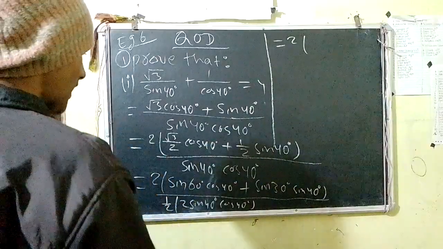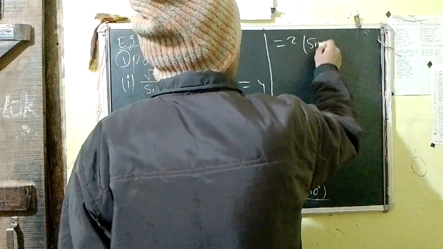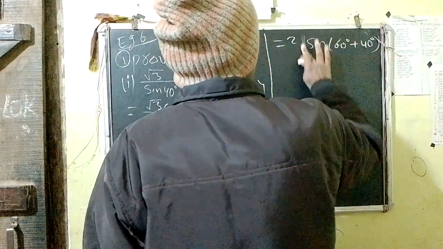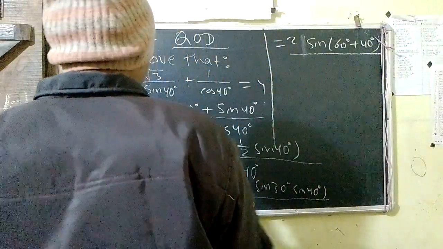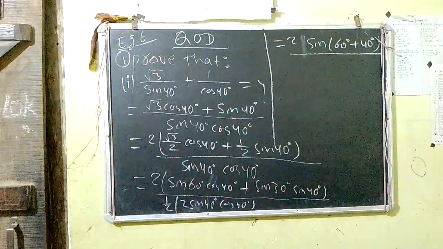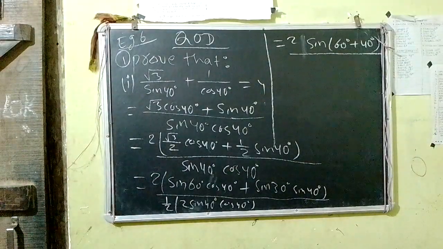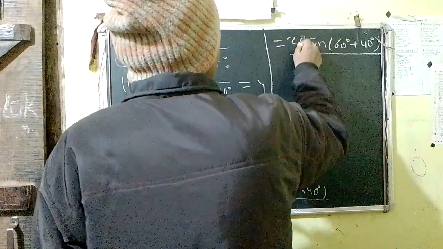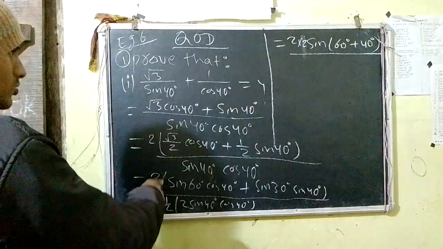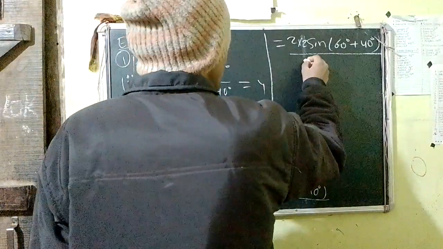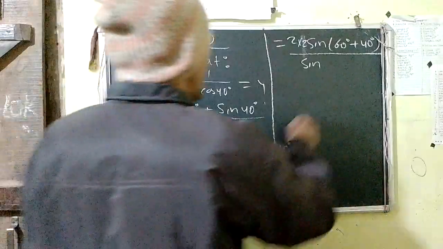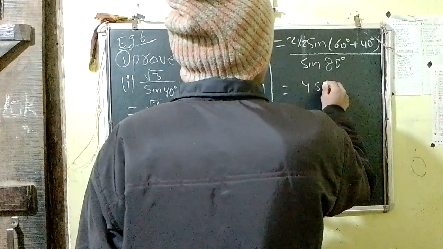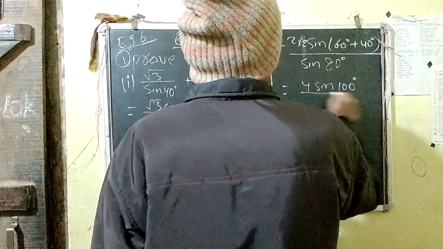This part here is sine 60 plus 40. This is nothing but sine 60 plus 40 divided by. Next, what we're going to do on the bottom is take this 2 on the top, because the 2 will come up there, and this will be sine 80 because this is the formula of sine 2a. Sine 80, this will be 4 sine 100 divided by sine 80.